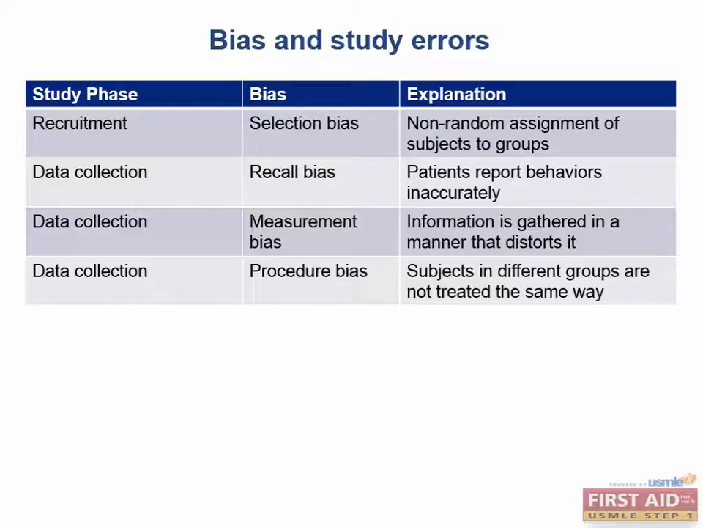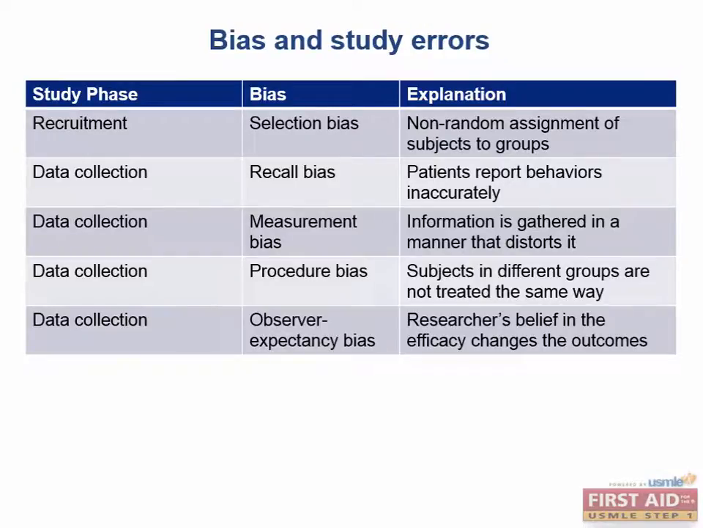Procedure bias occurs when subjects in different groups are not treated the same. For instance, when more attention is paid to the treatment group, leading to greater compliance with treatment. How could this be avoided? Good, yeah, by blinding the researchers and doctors administering the treatment.